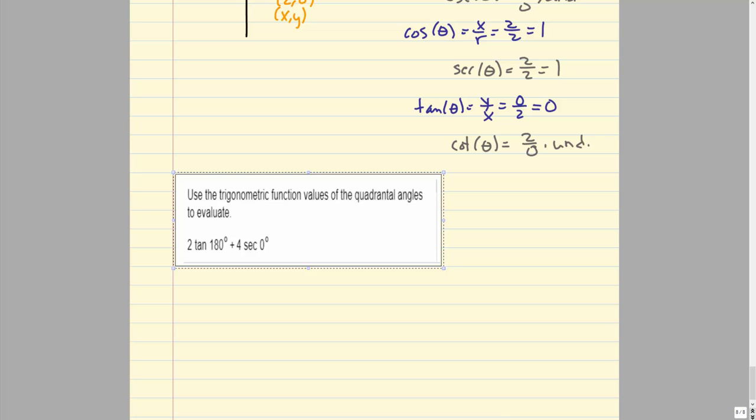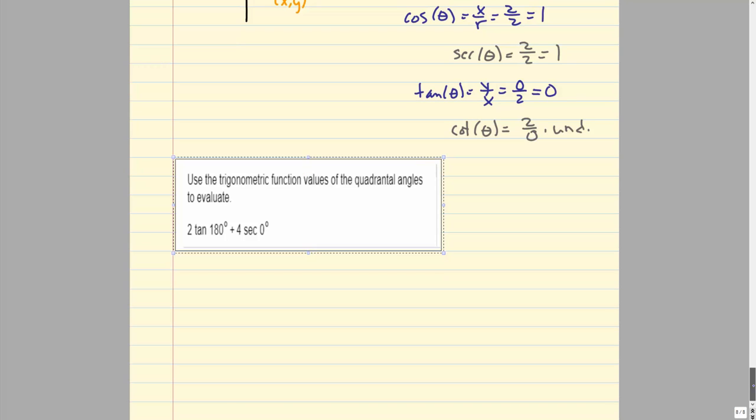So this is an example where we can combine some information about these quadrantal angles. And again, I think the book encourages you to memorize the trig functions for the quadrantals, but really you can come up with them if you need to. And of course we have calculators too, but we want to make sure we know how these are derived.